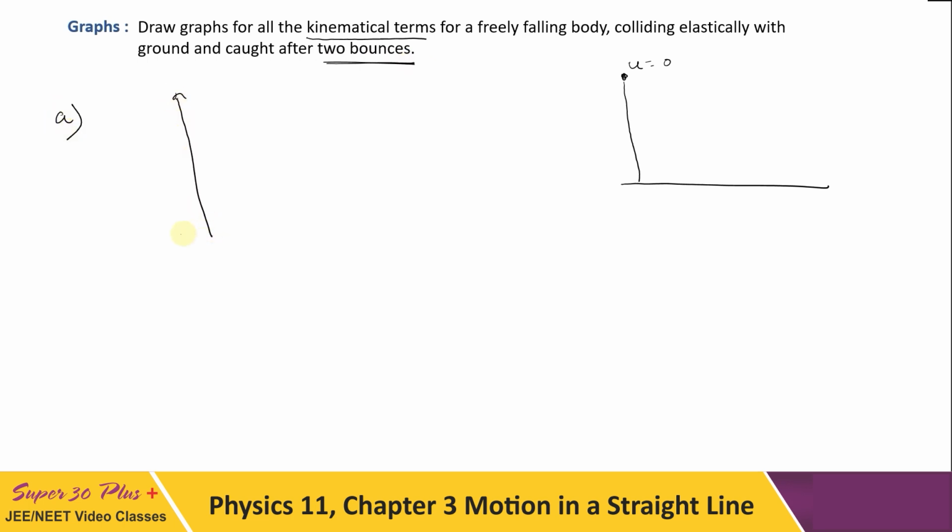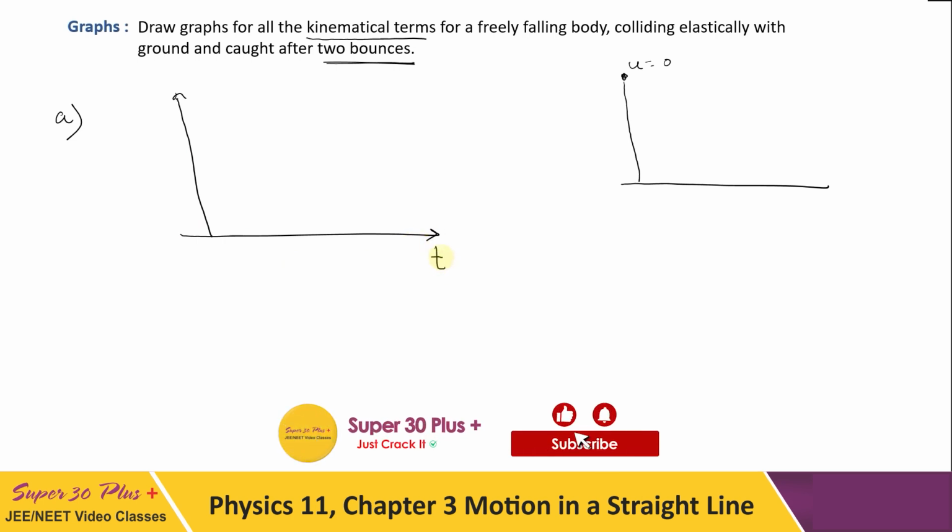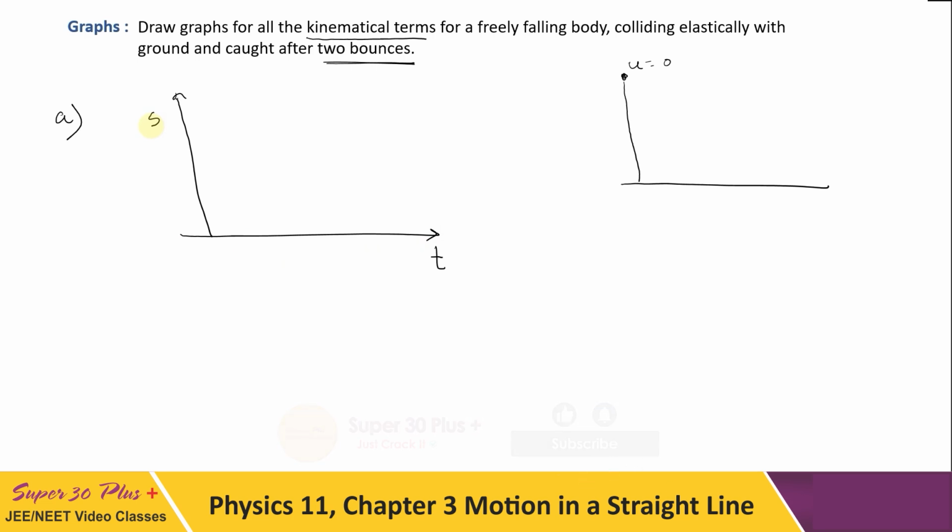As I have already said, on the x-axis we generally consider time, and since we are writing displacement here, on the y-axis this is displacement. Now we have to start with t equal to 0 when the ball was being dropped. So when it had been dropped, what was its displacement? For this we need a reference line from which displacement has to be measured. So let us take the ground as the reference position.